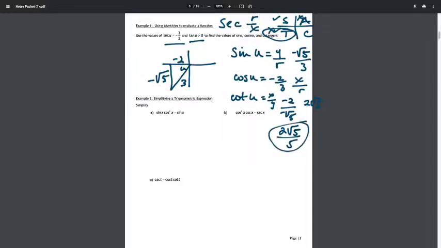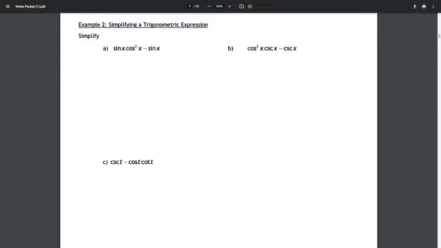All right, so that's just a reminder of some things we've done in the past. Let me move this up a little bit. Okay, on this next example, we're going to be simplifying this. So what I want you to be thinking about is how you have two terms here.